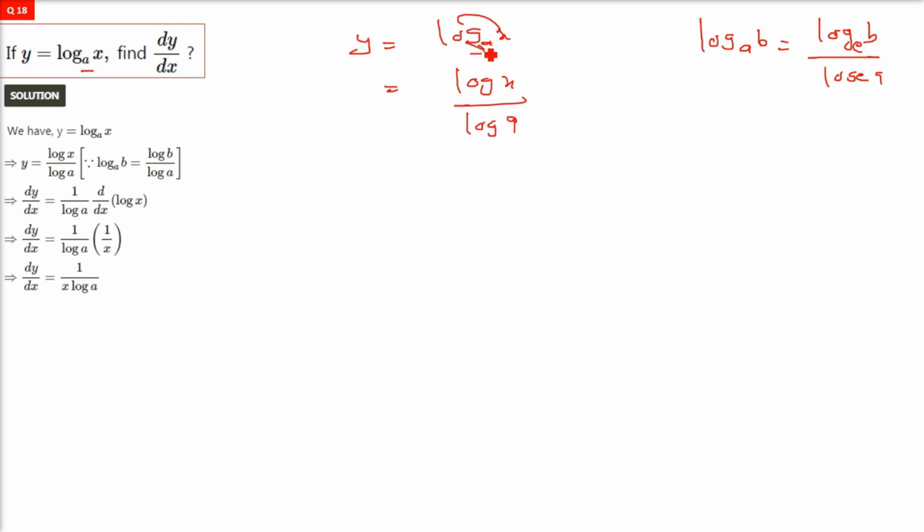Okay. Now we'll do the differentiation here. It is quite easy because log a is in the denominator and it is constant. So only log x differentiation will be the result, 1 by x. Log a is already there in the denominator, so 1 by x log a. This is your dy by dx.